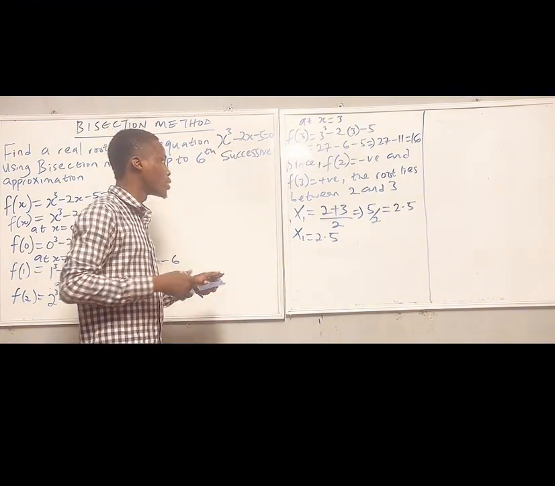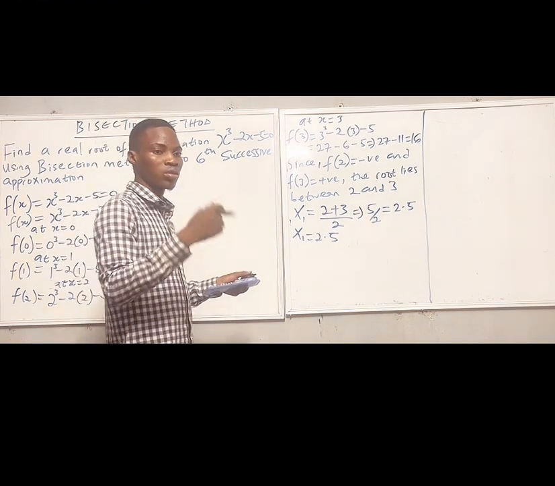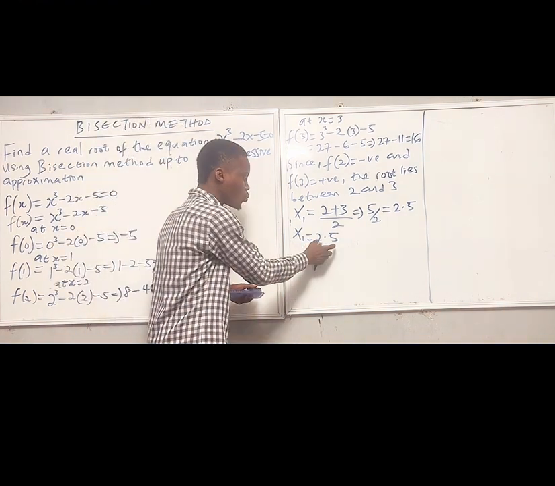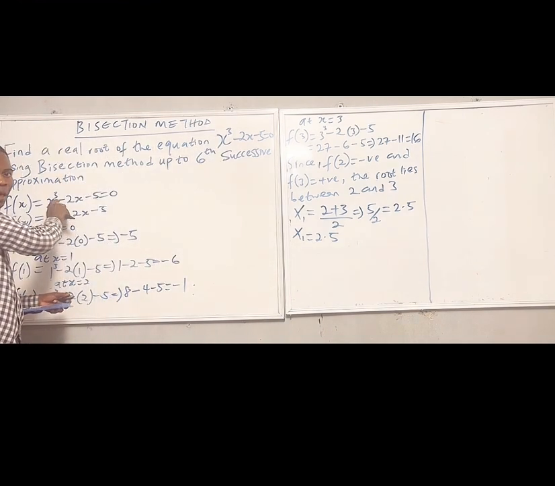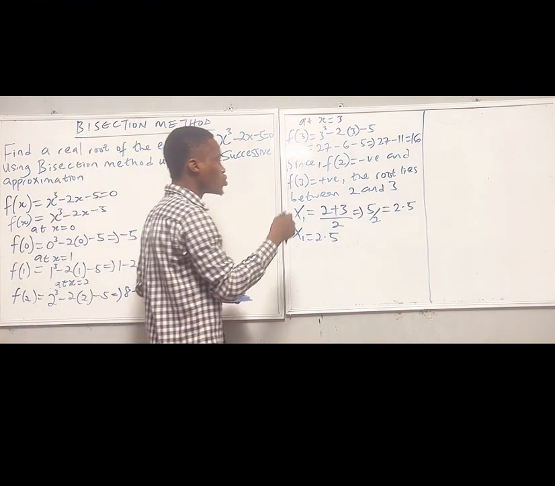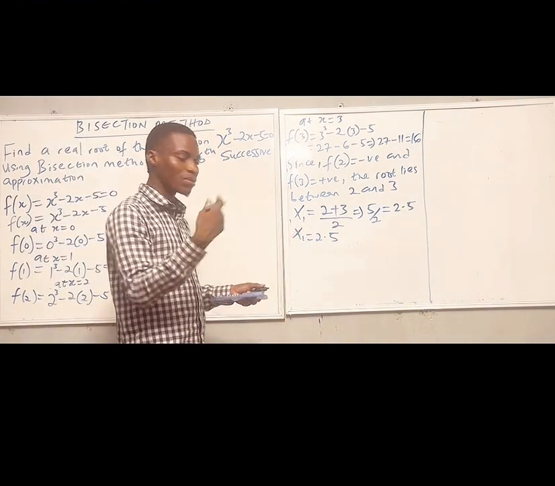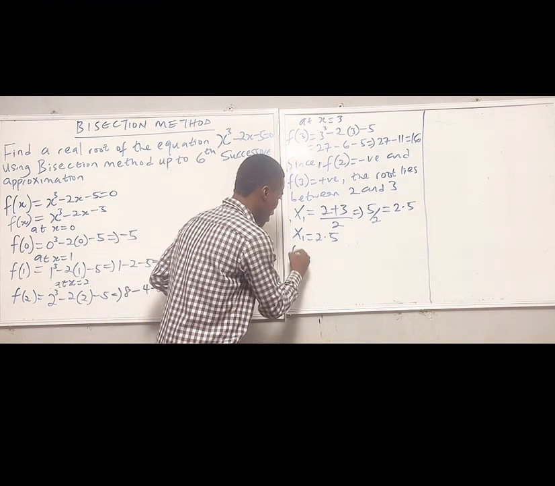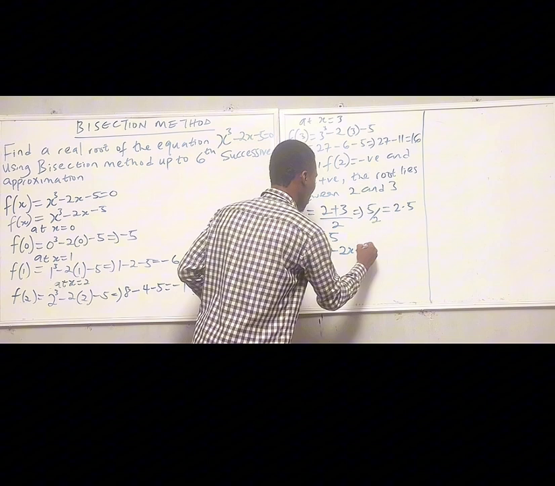So I want to do my second approximation. For me to do that, I have to substitute this into the algebraic function that I'm given, so that I can determine where to take my midpoint and get my x2. So f of x is equal to x to the power of 3 minus 2x minus 5.